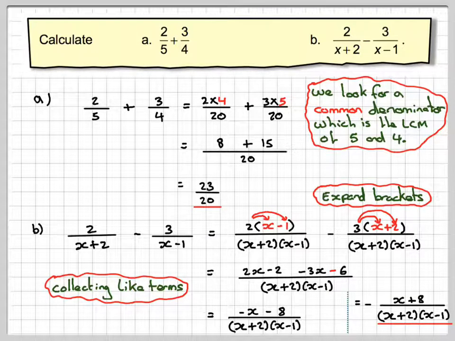Okay, so this has been a video to show you how to subtract two algebraic fractions. I hope you've understood, and I thank you very much for watching.